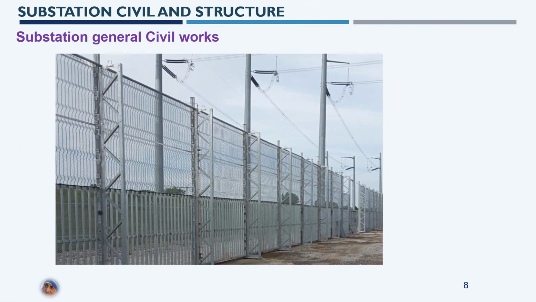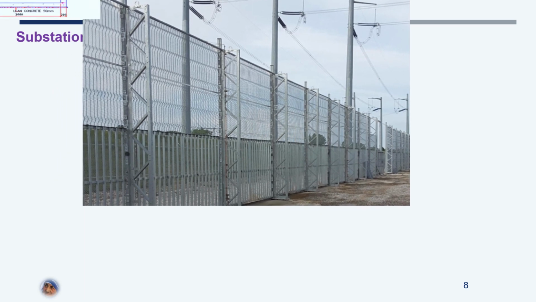This is a typical fence. Fence cannot be limited to a few categories. There are various categories like palisade, barbed wire fencing, chain link fencing with galvanized wires, or chain link fencing with PVC coated wires, or electrified fencing also available. So it depends upon the customer requirement.